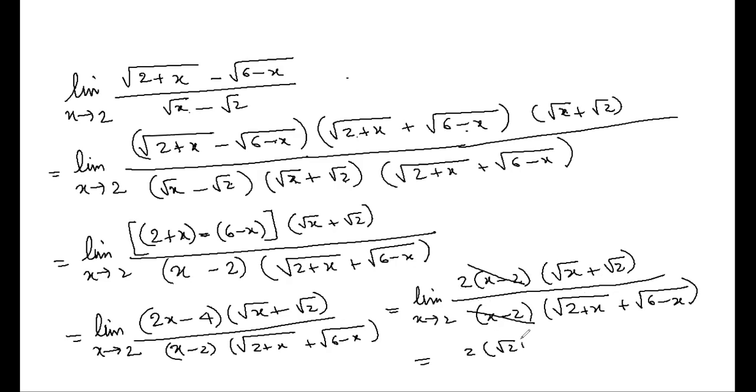2 into root 2 plus root 2, divided by root of 4 and root of 4. This became 2, this became 2. 2 into 2 root 2, divided by 2 plus 2, 4. So the answer is simple. The limit of this function is square root of 2. So if root is there in both places, you have to rationalize both.